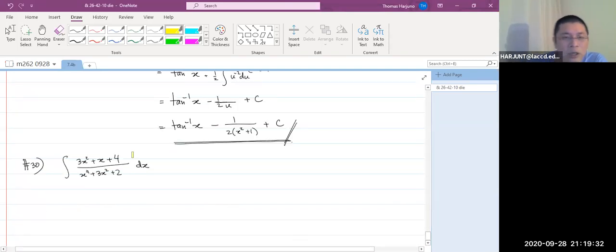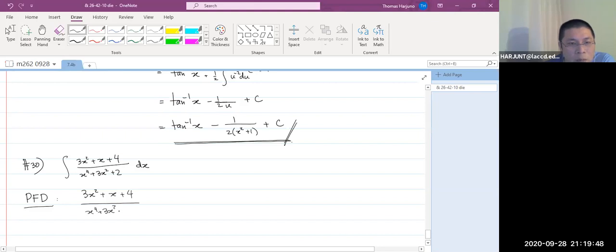Okay, let's go on. Let's see this question here. I will do partial fraction decomposition: 3x squared plus x plus 4 over x to the 4th plus 3x squared plus 2. The sad thing is that in this section you also need to know how to factor, at least the denominator. So that's x squared plus 1 times x squared plus 2. At least they are not repeating.